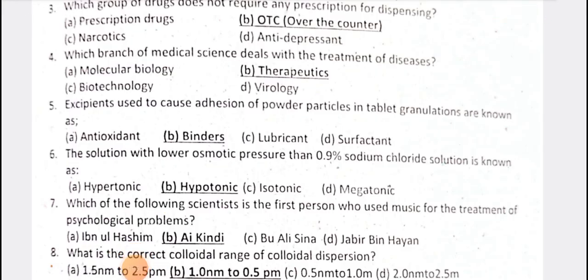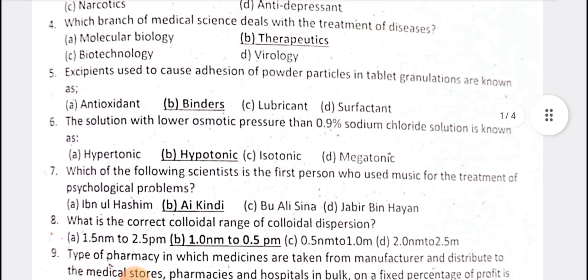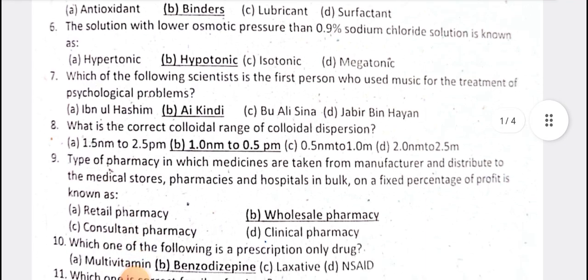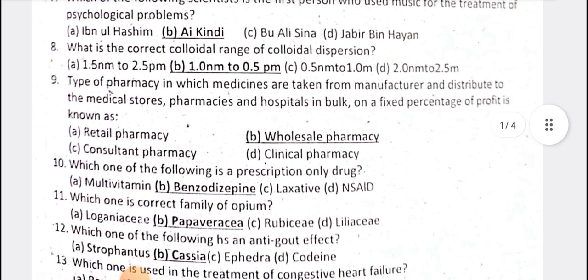The next one is, which of the following scientists is the first person who used music for the treatment of psychological problems? Al-Kindi. What is the correct colloidal range of colloidal dispersion? 1.0 nm to 0.5 μm. Type of pharmacy in which medicines are taken from manufacturers and distributed to medical stores, pharmacies and hospitals in bulk on a fixed percentage of profit is known as wholesale pharmacy.